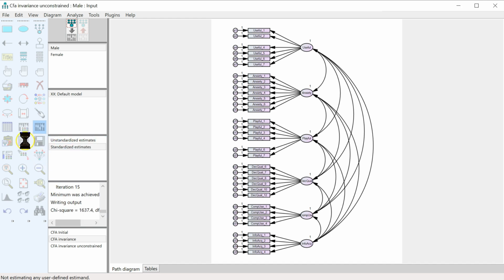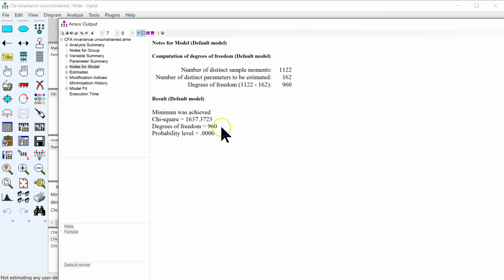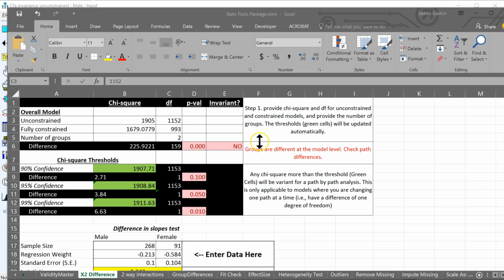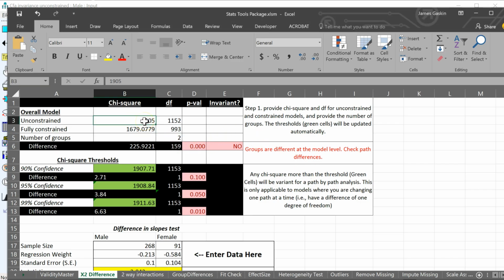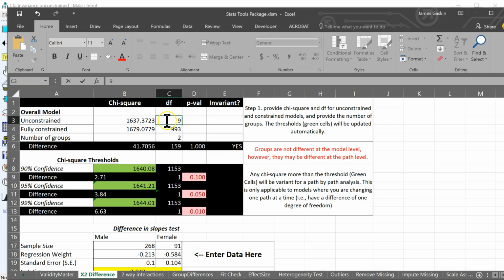And we get a chi-square and degrees of freedom of right here, this right here, and 960. Here we go, this and 960. And the answer is, are they invariant? Yes, they are invariant. The p-value is not significant, which means there's no significant difference between these groups at the regressions level, at the loadings level, metric invariance.